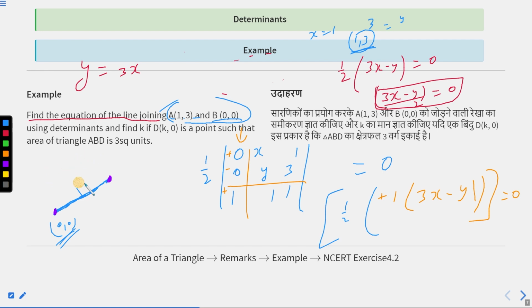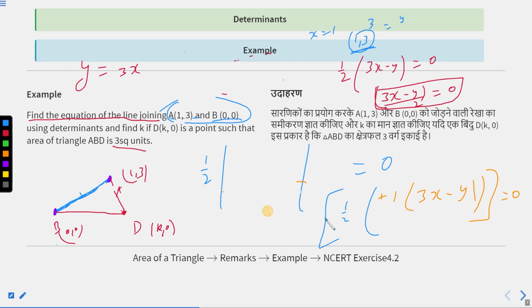Now what? If this is my B, this is my A, 1 comma 3, and there is another point D. Say D is this point, somewhere here. So point D is k comma 0. This is 0 comma 0. Now you have a triangle, and this triangle area must be 3 square units. So this means the value, let me clean some space.